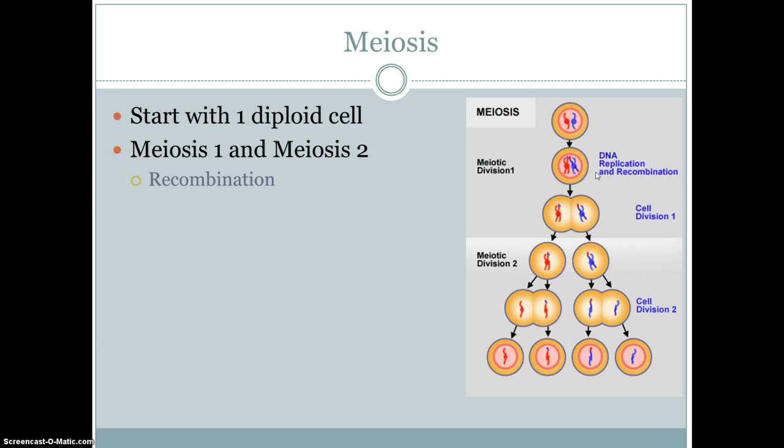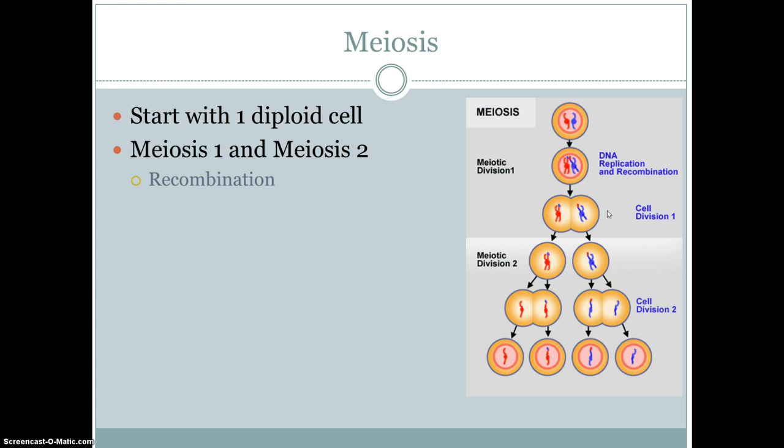Now, after the recombination happens, the homologous chromosomes are going to separate, and you can see that happening in the diagram down here, where the two homologous chromosomes are each going into their own cell. When those homologous chromosomes separate, we end up with one set of cell division and cytokinesis. So now we have 2 haploid cells.